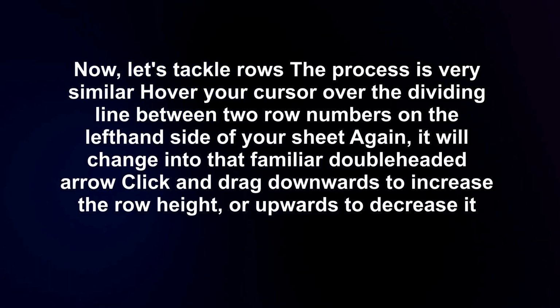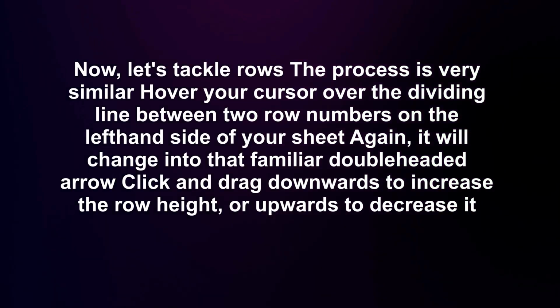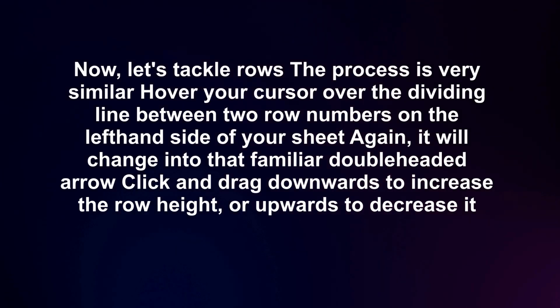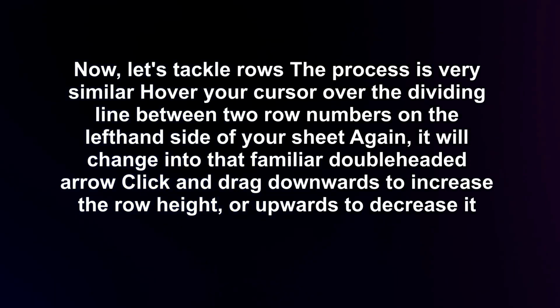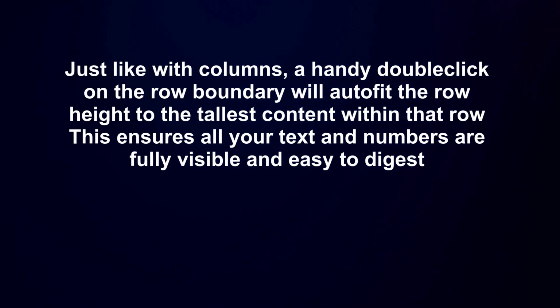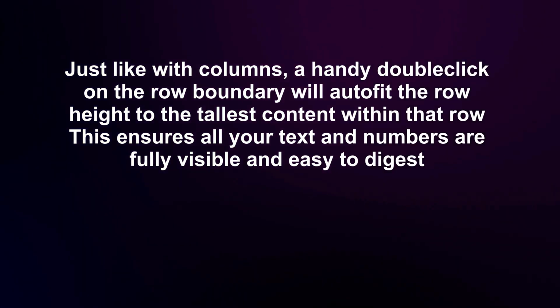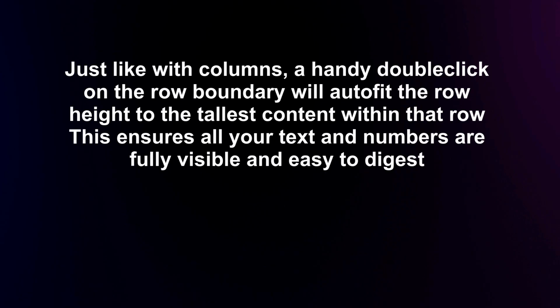Now, let's tackle rows. The process is very similar. Hover your cursor over the dividing line between two row numbers on the left-hand side of your sheet. Again, it will change into that familiar double-headed arrow. Click and drag downwards to increase the row height, or upwards to decrease it. Just like with columns, a handy double-click on the row boundary will autofit the row height to the tallest content within that row. This ensures all your text and numbers are fully visible and easy to digest.